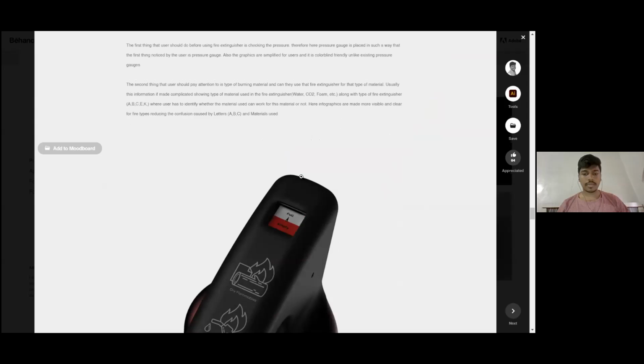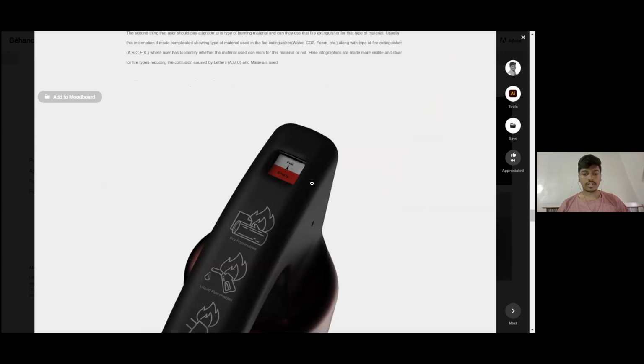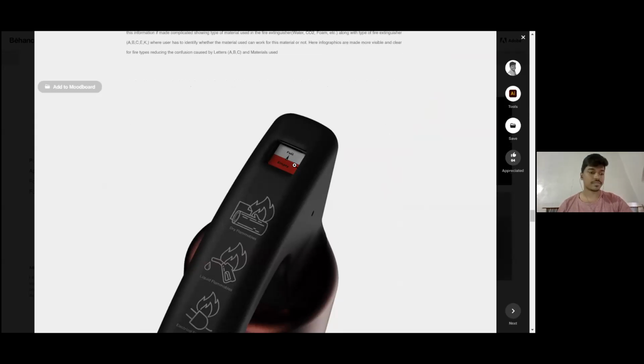So coming back to the pressure gauge, if you see here, the pressure gauge shows only two options, which is full or empty. So if the person comes and tries to get this fire extinguisher, he can clearly see if the needle is in the full bracket or the empty bracket. If it's in empty, he doesn't even have to care, and he can run away or try to save himself.